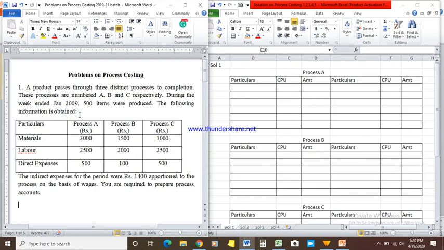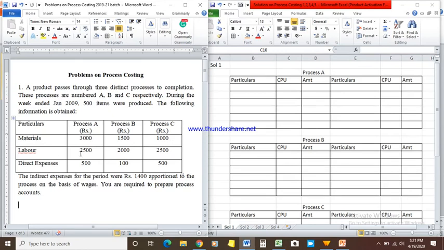Here, how many units were put into the first process, and what is the output of the first process, those things are not mentioned. Finally, when the product is manufactured, how many quantity they have manufactured, that they have mentioned, that is 500 items. If you observe here, material in first process 3000, second process 1500, third process 1000.